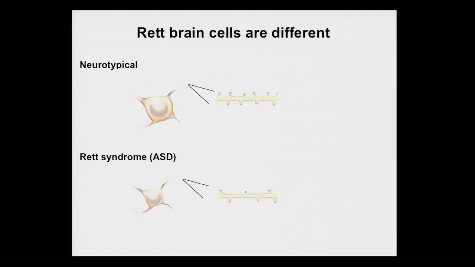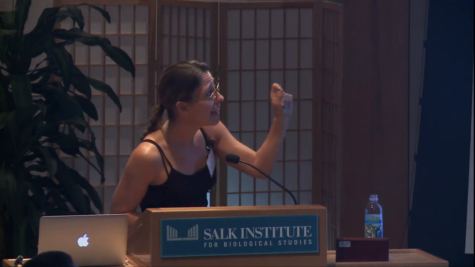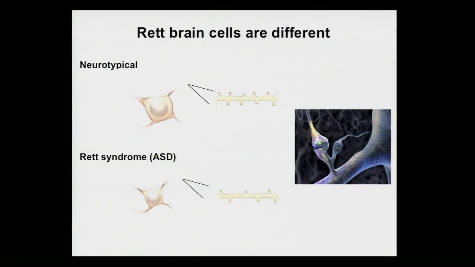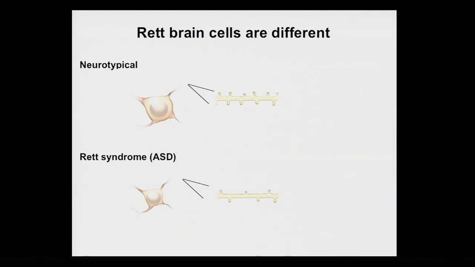The other thing we noticed is when you look at the processes of those neurons, the brain cells, they have protrusions. Those protrusions are the points of contact, how the neurons communicate to each other. Those protrusions are also called spines, and they are the specific location where the communication between neurons is made. So we noticed that the Rett syndrome, autism spectrum disorder cells had fewer points of connection.